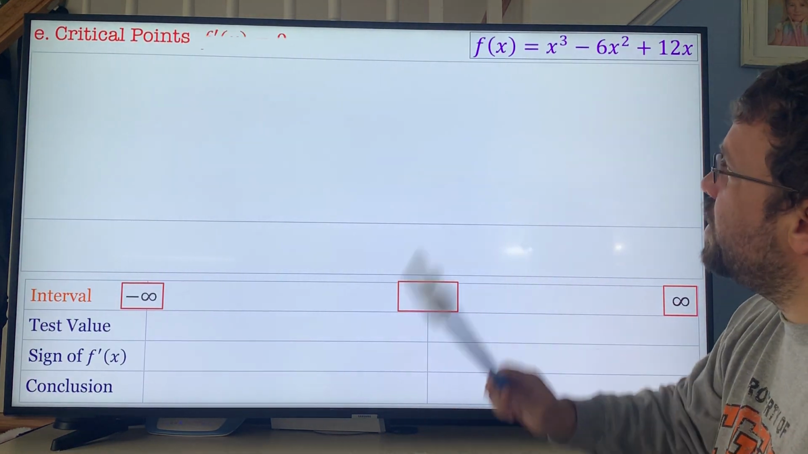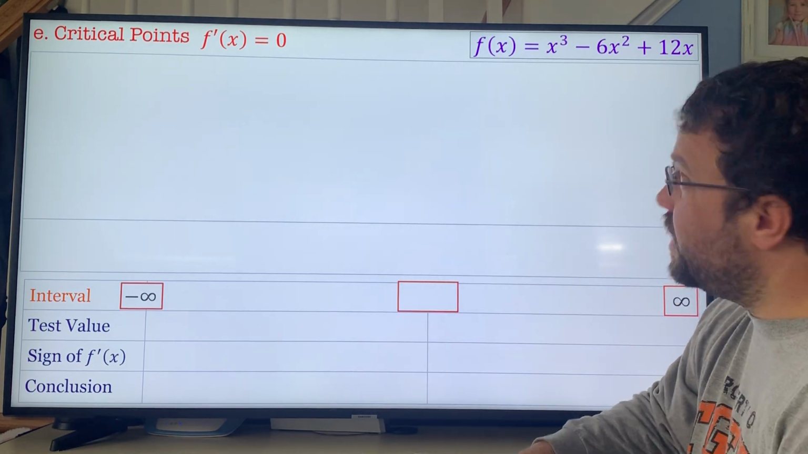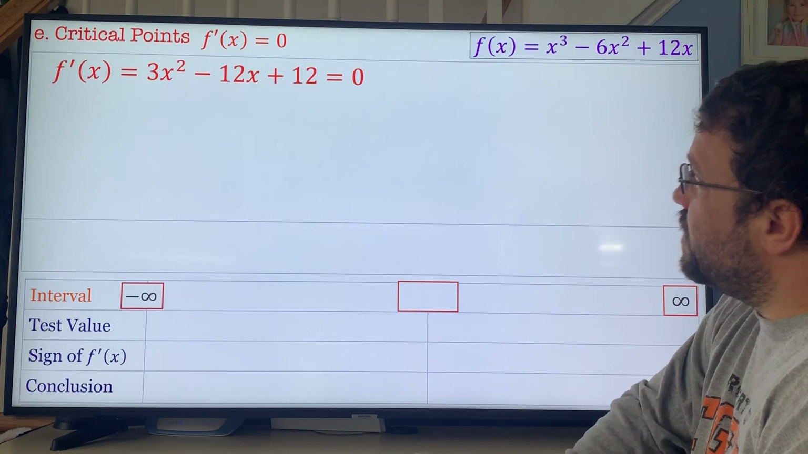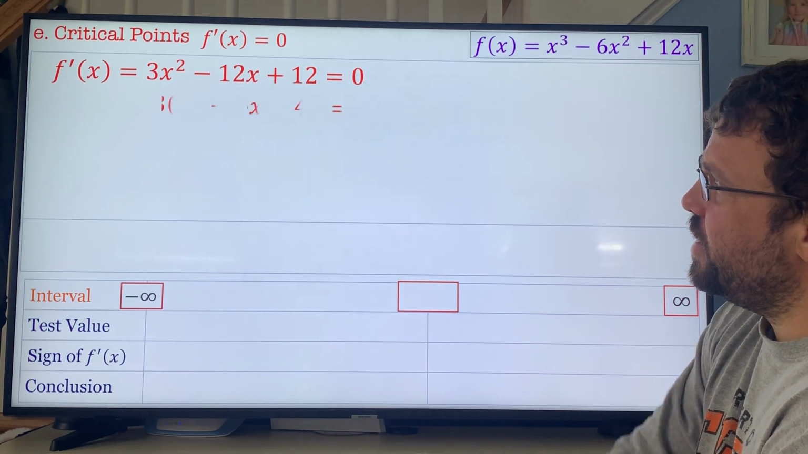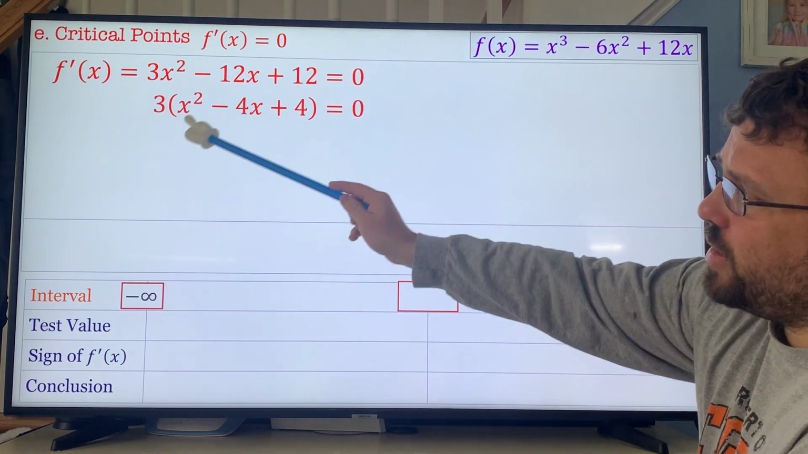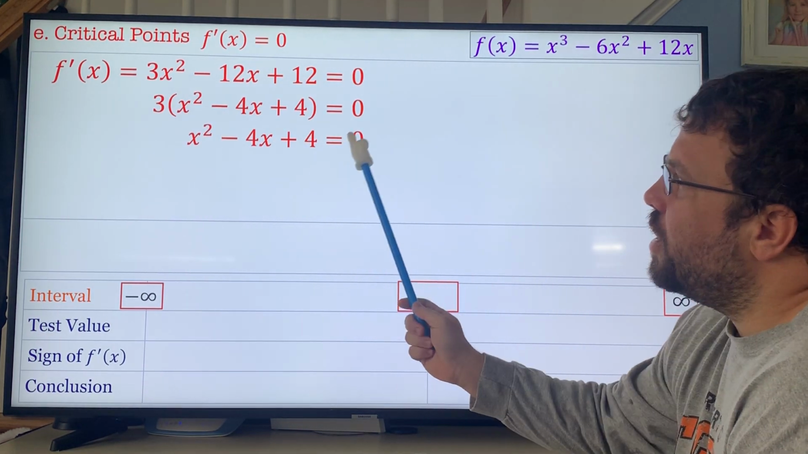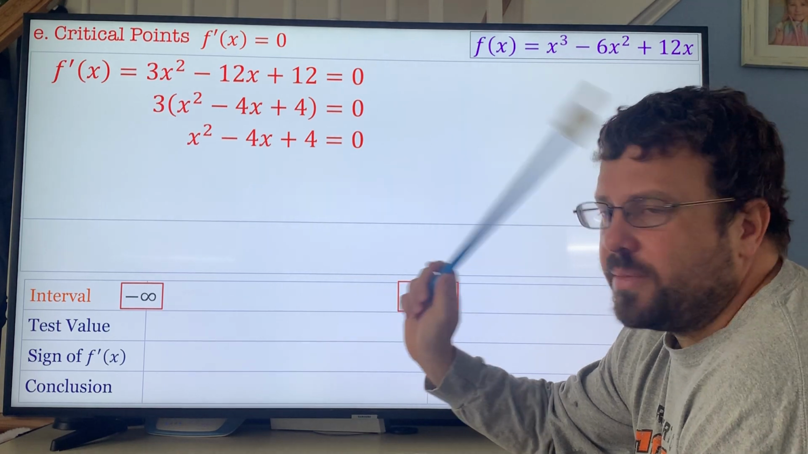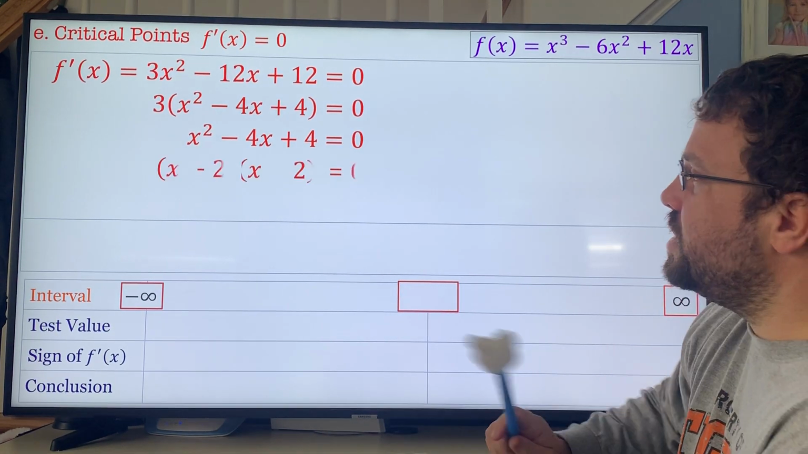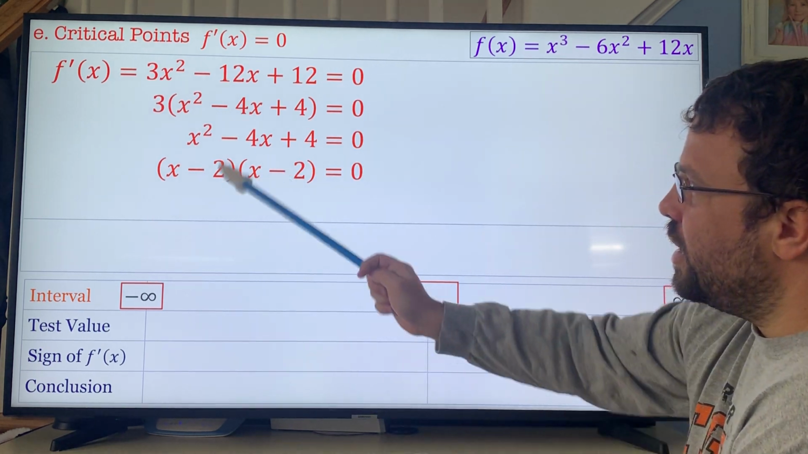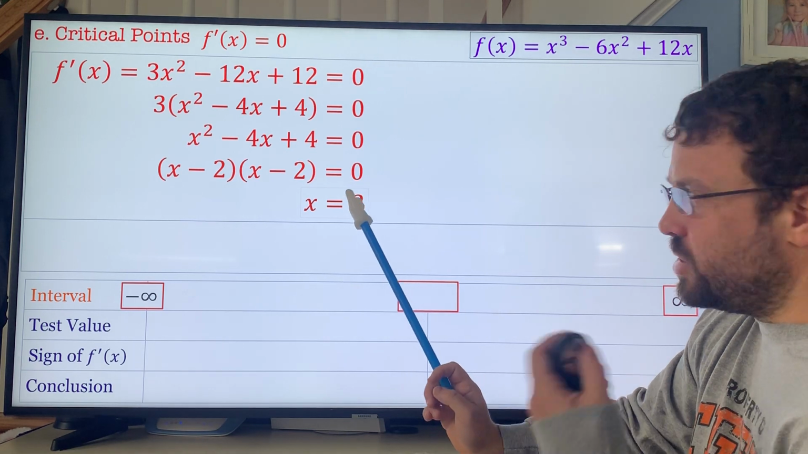Critical points, derive it. When you derive that, set it equal to 0 because it's a polynomial, don't need to check where it's undefined. 3x squared minus 12x plus 12. Take out a 3, right? Divide everything by 3. 0 divided by 3 is 0, so you can just start with x squared minus 4x plus 4. Are there factors of 4 that add up to negative 4? Do you have to use quadratic? No, because actually negative 2 and negative 2. x minus 2 equals 0, x minus 2 equals 0. So your answer is going to be 2 and 2, or just x equals 2.